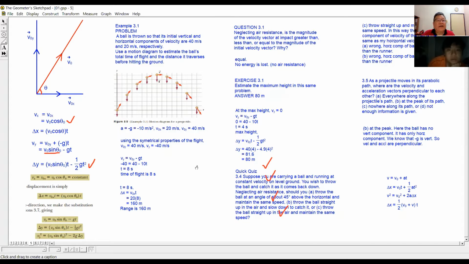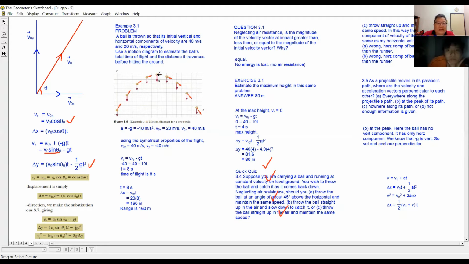A motion diagram, right? Calculate the total time of flight and the distance before hitting the ground. It means like this. When you project the ball, it moves in a parabola shape, right? It moves in a parabola shape and comes down.